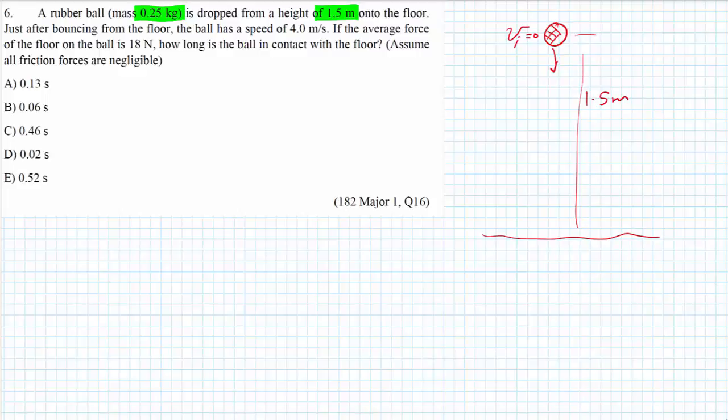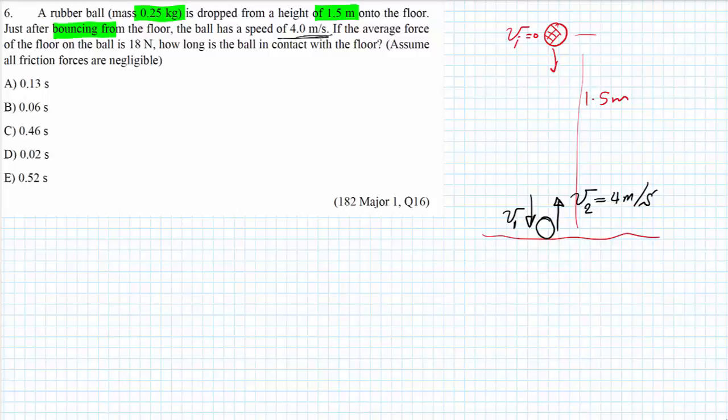After bouncing from the floor, so it rebounds back after it falls down. It hits the floor with a certain speed, and then rebounds back with another speed. Let's call this one v1 and the other one v2. So after bouncing from the floor, the ball has a speed 4 meters per second. So it rebounds back from the floor at a speed 4 meters per second.